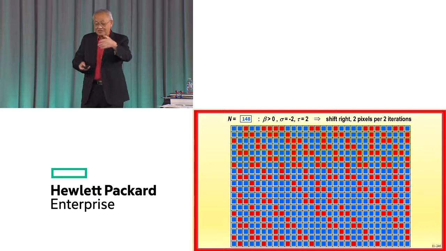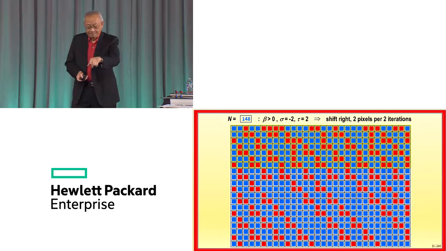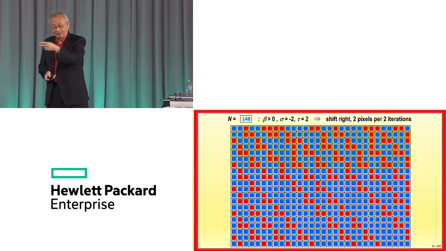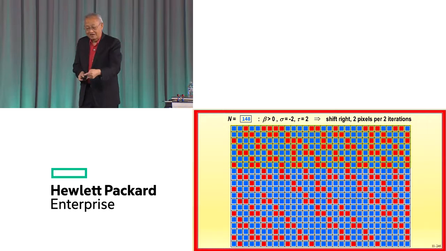This 148 has beta positive, sigma minus 2, tau equal to 2 now. So beta positive, you ignore it. Sigma equal to minus 2 means you shift to the right two bits instead of one. You shift two times. And tau equal to 2 means every other iteration.